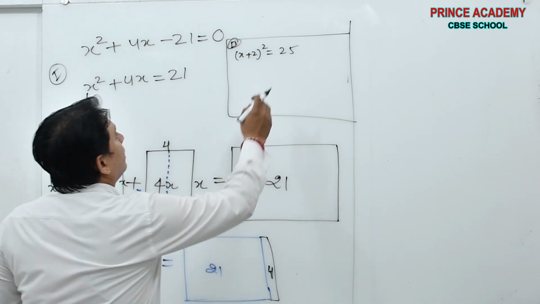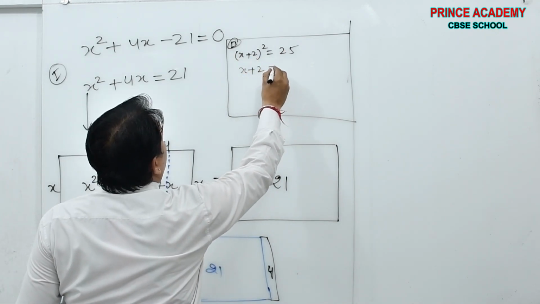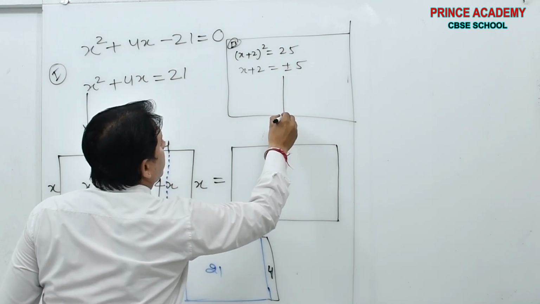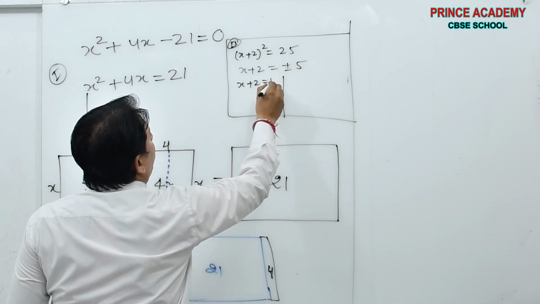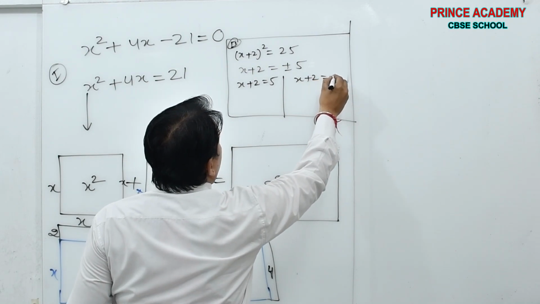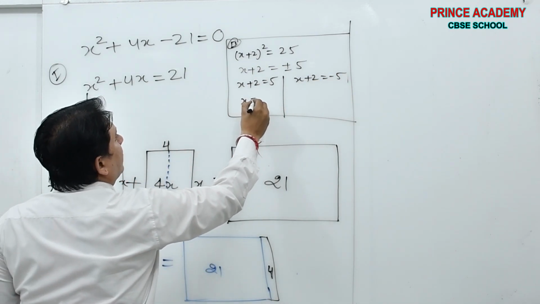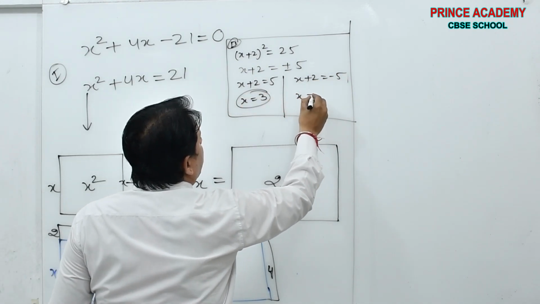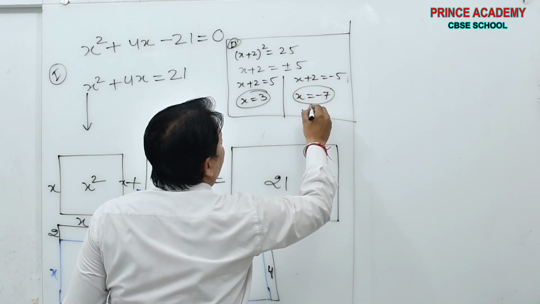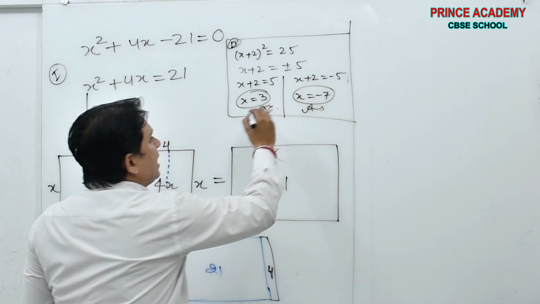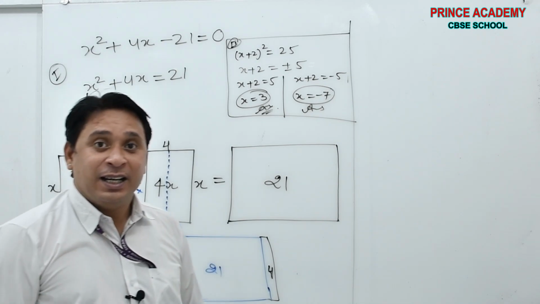Okay beta. Now see, x plus 2 is equal to plus minus 5. If we put x plus 2 is equal to 5 and x plus 2 is equal to minus 5, from here you will get x is equal to 3, and from here you will get x is equal to minus 7 as answers. Yes or no? Got my point?